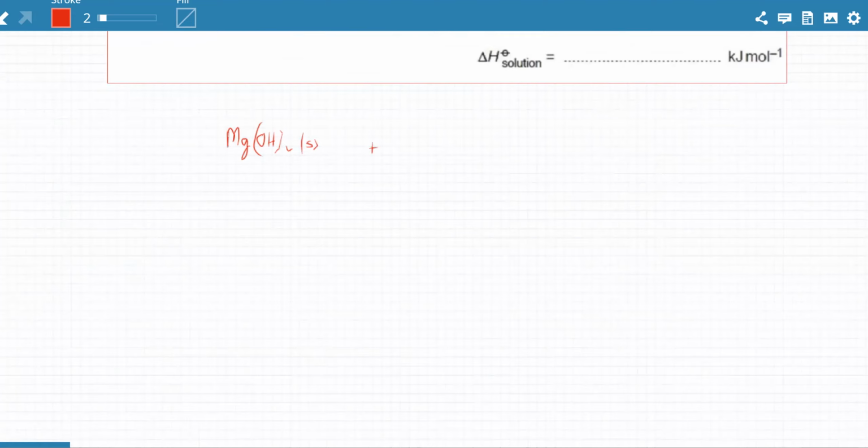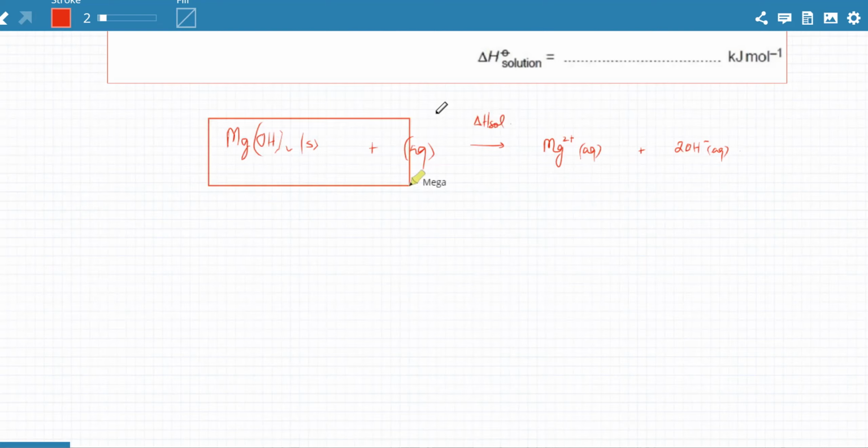Magnesium hydroxide solid plus aqueous, and it's going to dissolve and form magnesium ions aqueous plus 2 OH minus ions aqueous. So it's going to do that. So that's your enthalpy change of solution. So you're going from this point all the way to the other point where you get aqueous ions. So those steps.